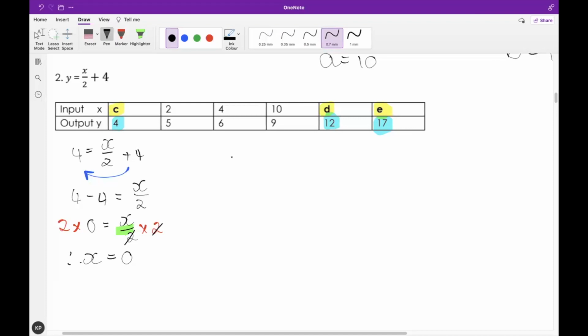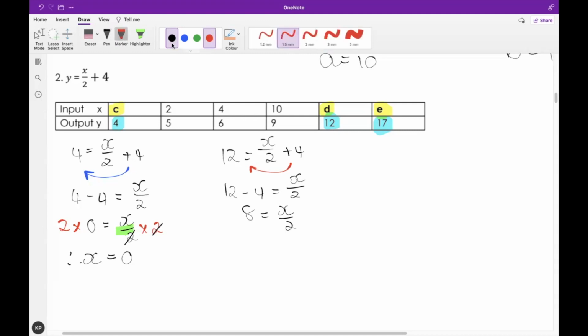For D, 12 is equal to x divided by 2 plus 4. Once again, 4 is carried over, becomes negative. So it's 12 minus 4. How much is 12 minus 4? That is 8 is equal to x divided by 2. Again, how am I going to get rid of divide by 2? Times 2 on both sides. These will cancel out. Therefore, x is equal to 16.